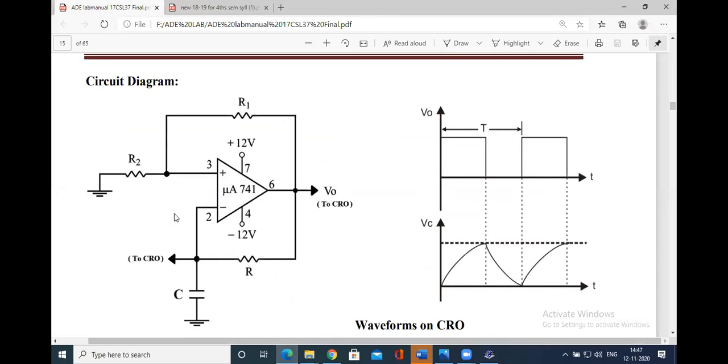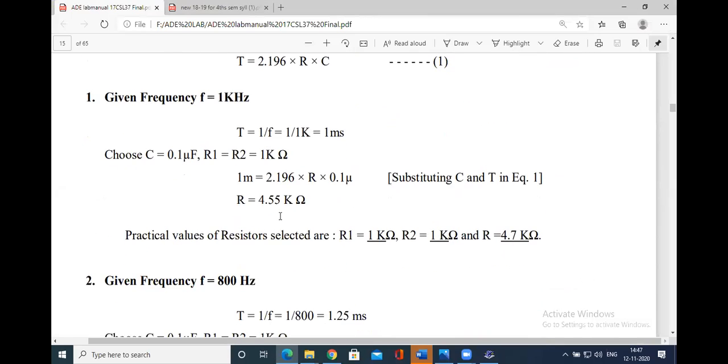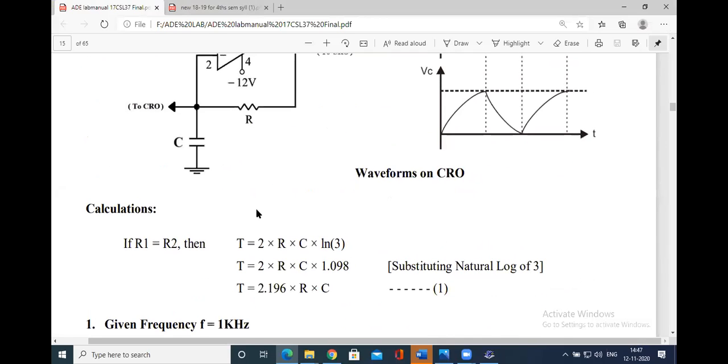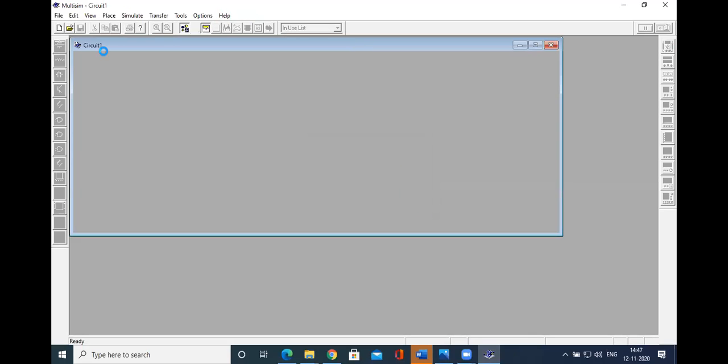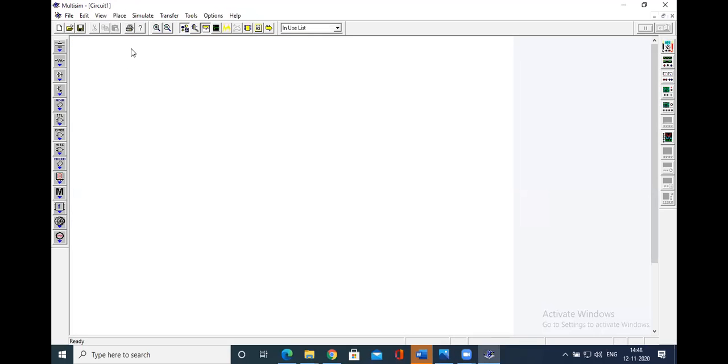This circuit has to be drawn. R1, R2 equals to 1 kilohertz. And what is the final value? 4.55, we will take 4.7. Okay, practical value 4.7, for the frequency f equals to 1 kilohertz. Fine. So you need to design this. So now you can see here.